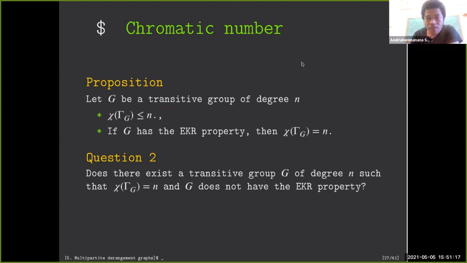And using this bound, we can prove that if G has the EKR property, then the chromatic number is exactly n. So my next question is basically asking whether this is an if and only if statement. Does there exist a transitive group G whose chromatic number is equal to n, but G doesn't have the EKR property?